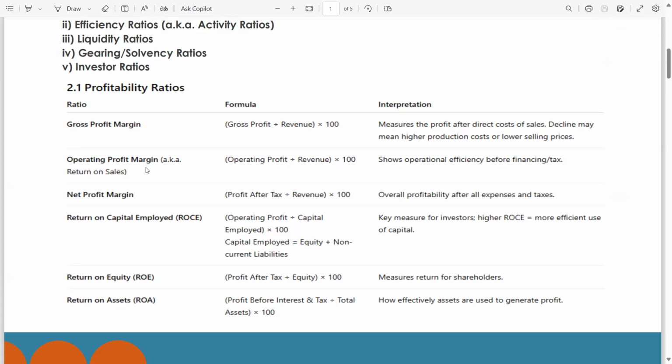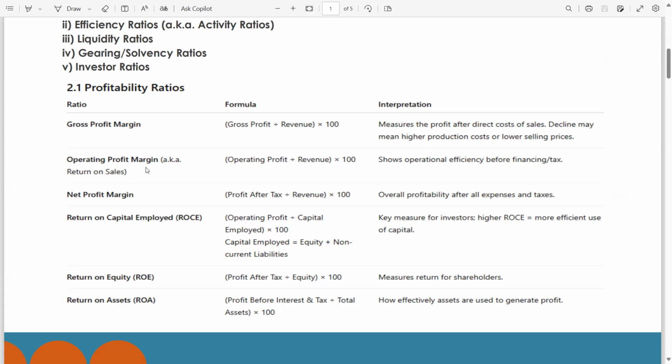Interpretation: it is a key measure for investors; a higher ROCE means a more efficient use of capital. If the ROCE percentage is higher compared to last year, it means the efficiency of the use of capital is good. Return on equity: profit after tax divided by equity, measures the return for shareholders. This is for the returns of the shareholders. Return on assets: profit before interest and tax. Yes, this is more inclined towards IFRS 18.